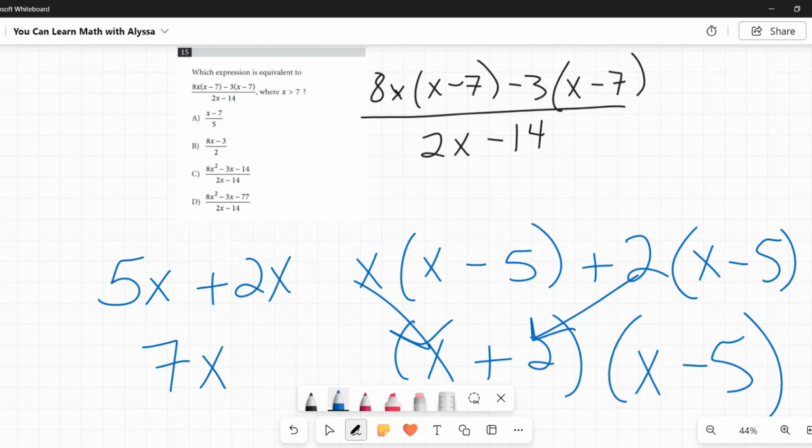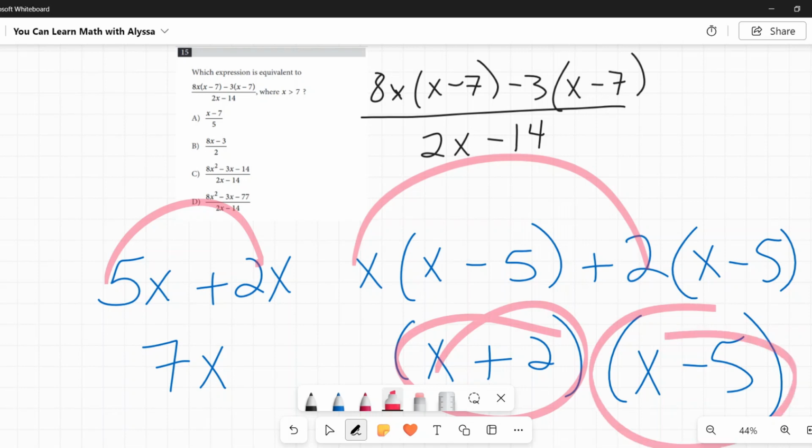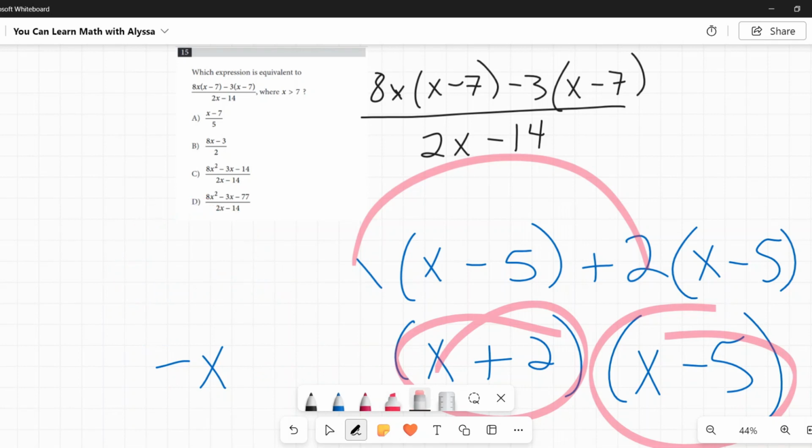That's what's happening over here on the right. I have x minus 5s, and I have 2 x minus 5s. So I can add these together just like I added 5 and 2 together. And that's how many x minus 5s I have. I have x plus 2 x minus 5s. So these are the same principle. It does look different, but it's the same thing. So that's what's going on up here at top.